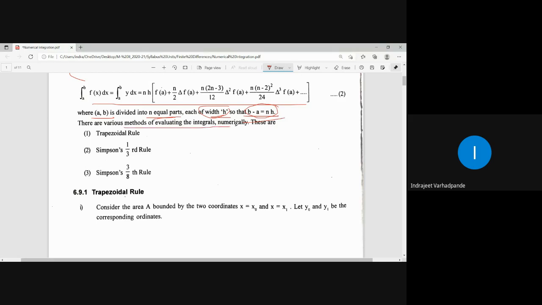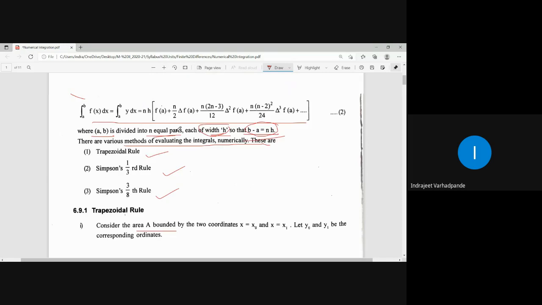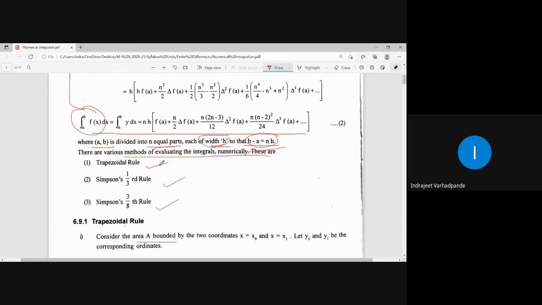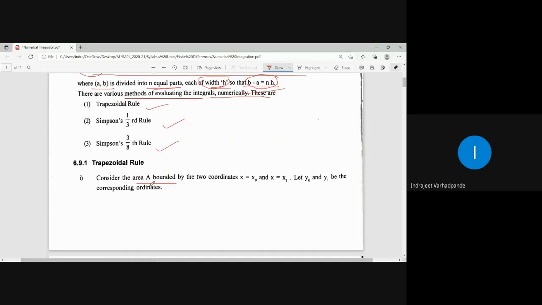There are various methods of evaluating integrals numerically. These are the trapezoidal rule, Simpson's one-third rule, and Simpson's 3/8 rule. Now what does the trapezoidal rule say? Consider the area. The interpretation of the definite integral is the area under the curve. So whatever the integral denoted by range a to b is, it is ultimately the area we will be calculating under the curve. So consider the area bounded by two coordinates x is equal to x0 and x is equal to x1, whose corresponding values are y0 and y1.